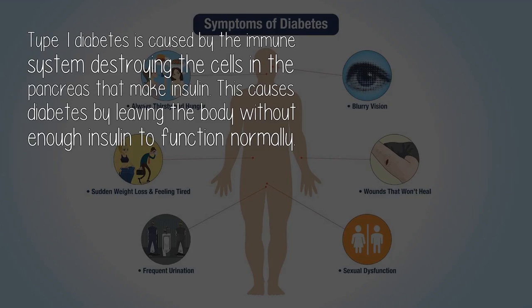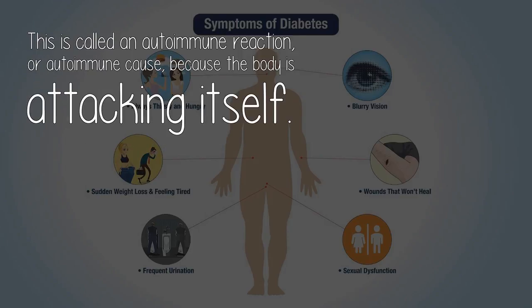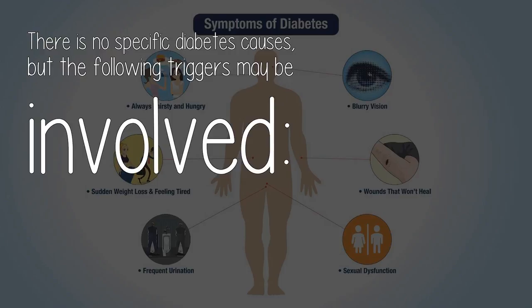Causes of type 1 diabetes. Type 1 diabetes is caused by the immune system destroying the cells in the pancreas that make insulin. This causes diabetes by leaving the body without enough insulin to function normally. This is called an autoimmune reaction, or autoimmune cause, because the body is attacking itself. There is no specific diabetes cause, but the following triggers may be involved.